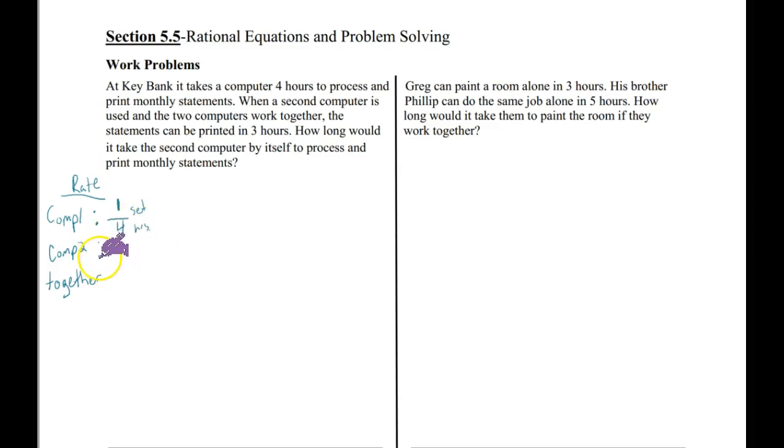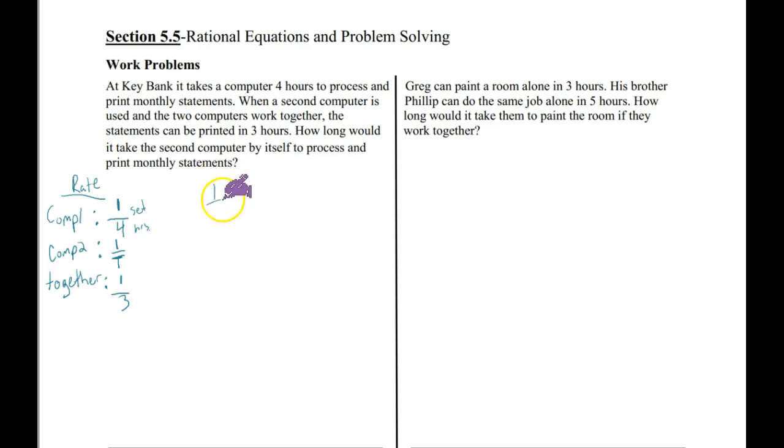Computer 2, we don't know. That's what we're trying to find, how long. So it can do one job in, we don't know how much time, so time is the variable. Then when we look at the two together, it takes them 3 hours. So again, they can do one job, or one set of documents, in 3 hours. And then using these rates, we can make our equation.